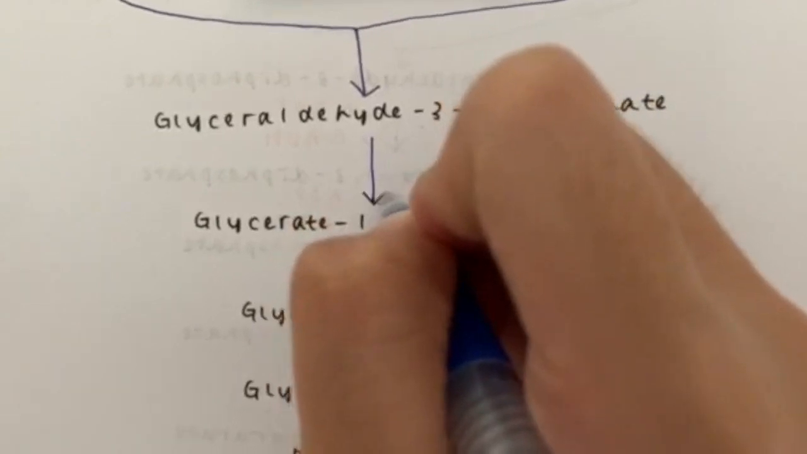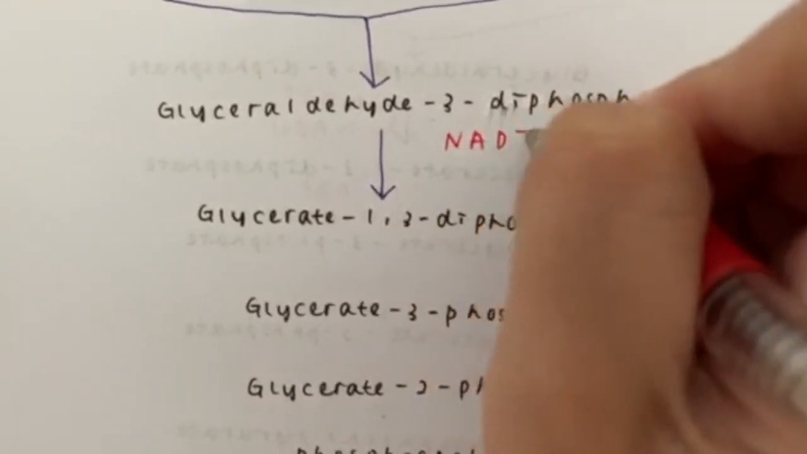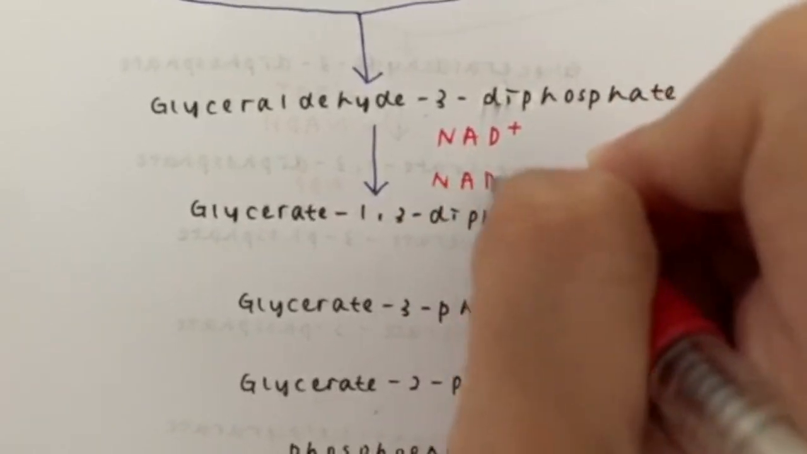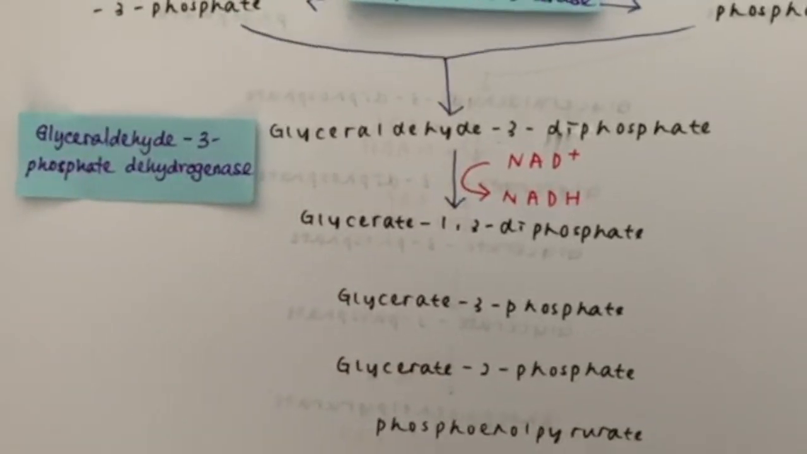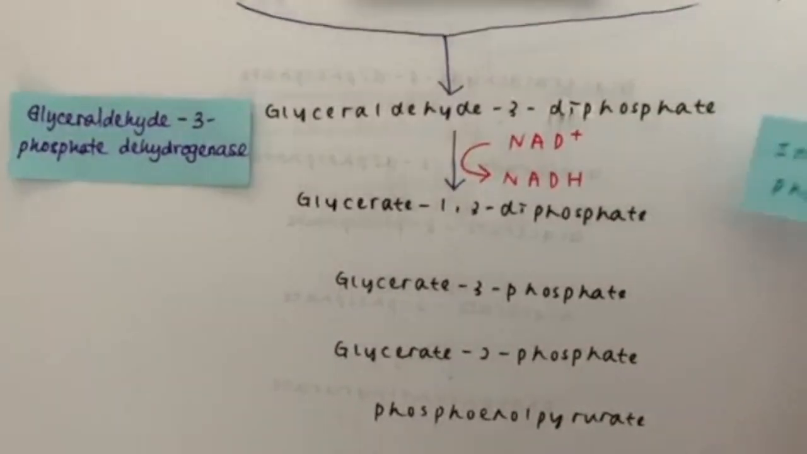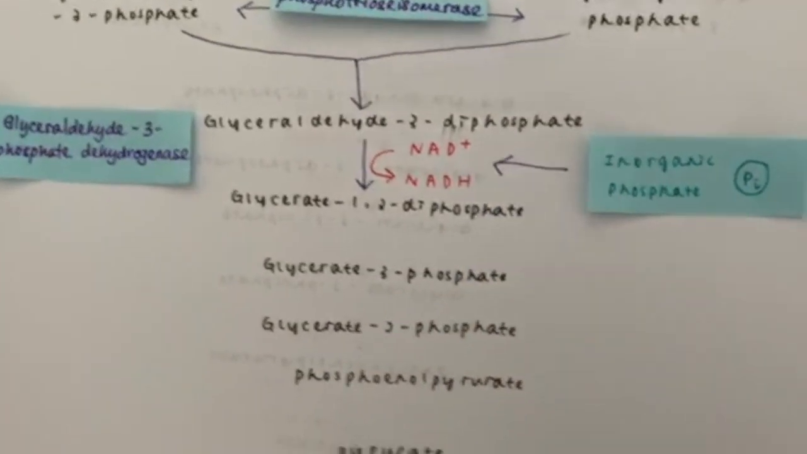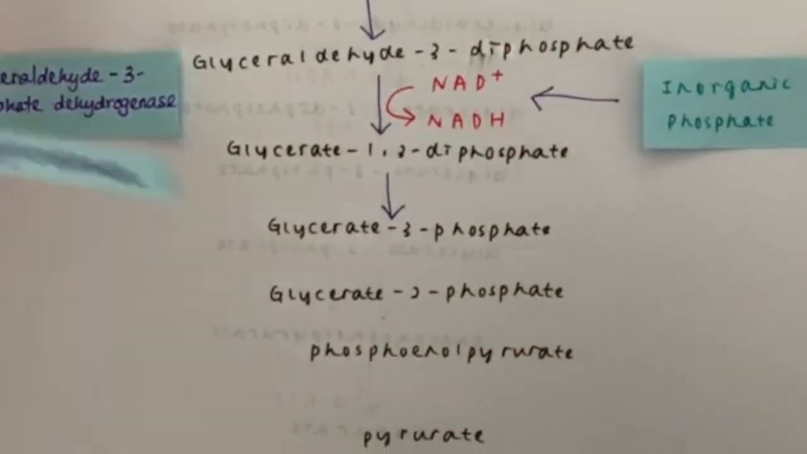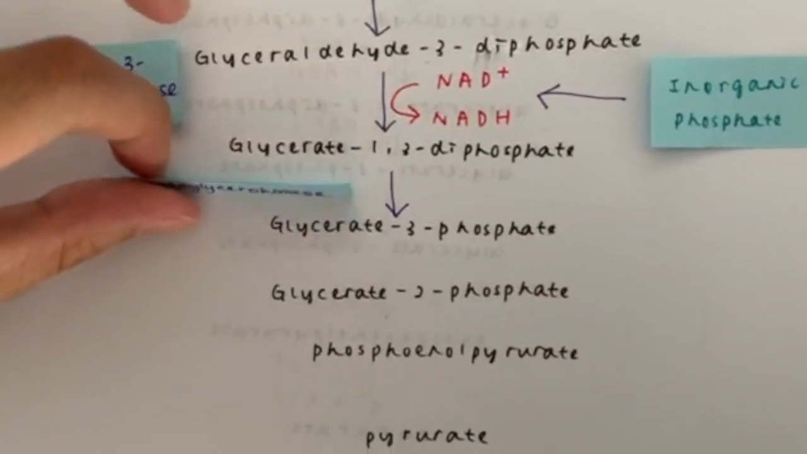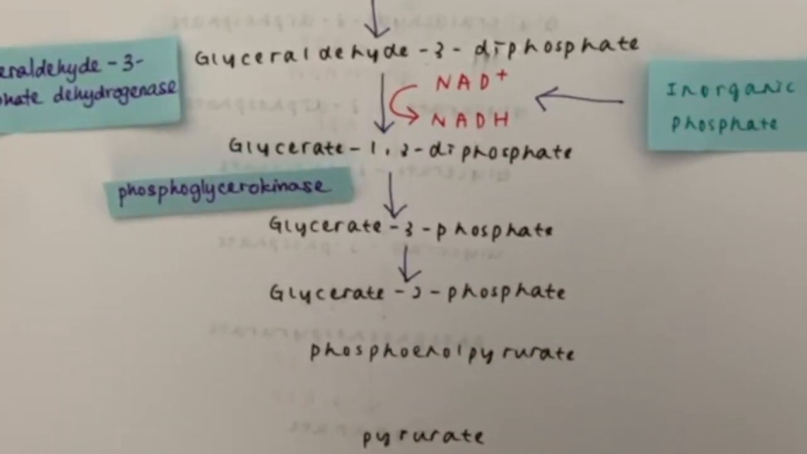Both glyceraldehyde 3-phosphate molecules are oxidized, hydrogen atoms are removed, and NAD+ is reduced to become NADH. Phosphoglyceraldehyde dehydrogenase enzyme catalyzes this reaction. An inorganic phosphate is attached to form glycerate 1,3-diphosphate. Both glycerate 1,3-diphosphate lose a phosphate molecule to produce 2 molecules of glycerate 3-phosphate. The reaction is catalyzed by phosphoglycerokinase.